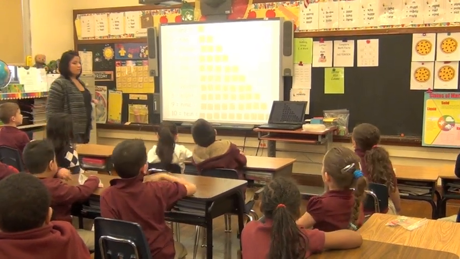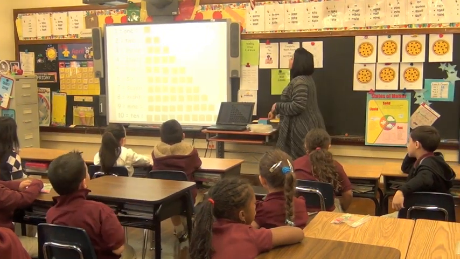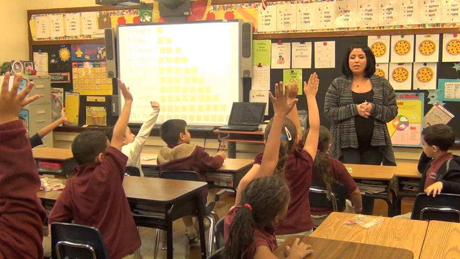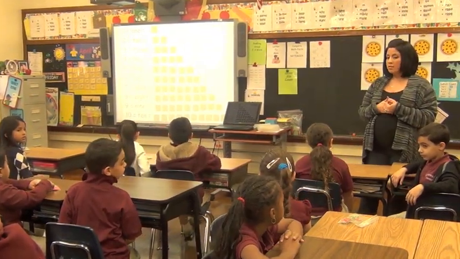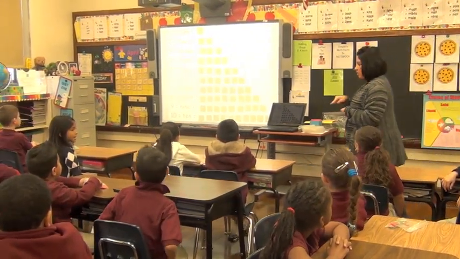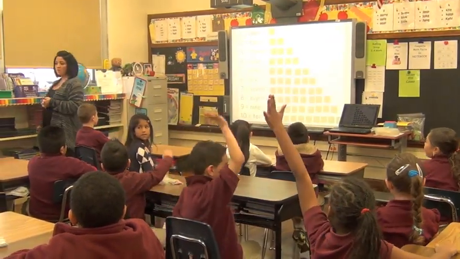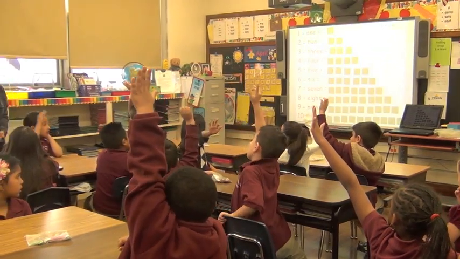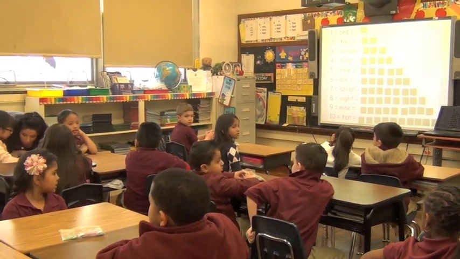Boys and girls. Five, same as the word five equals five blocks. I add one more, it becomes what number, Anissa? Six, same as the word six equals six blocks. Very good, boys and girls. When I add one more, it becomes what number, Kiara? Seven. Same as the word seven equals seven blocks.